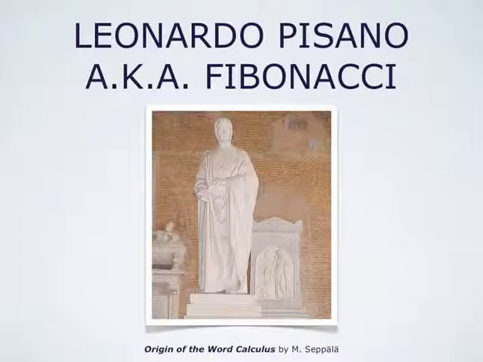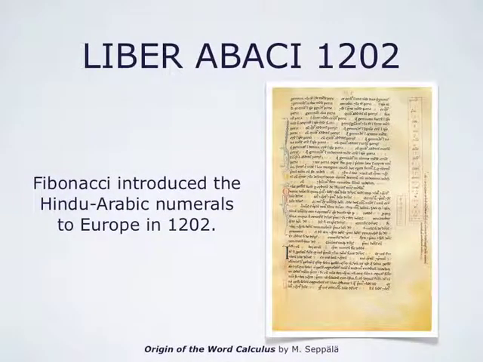In this photograph you see the statue of Fibonacci, which is in a museum next to the Cathedral of Pisa. Fibonacci traveled in the Middle East together with his father, who had business dealings there. And he found out that Arabs were computing differently. They used Hindu-Arabic numerals, and these are the numbers we nowadays use in Europe. So Fibonacci introduced the Hindu-Arabic numerals to Europe in 1202.